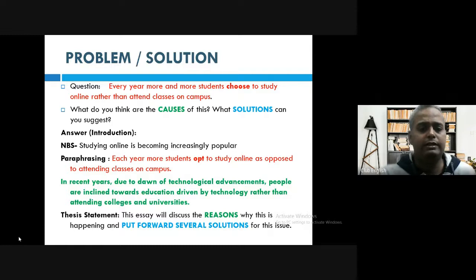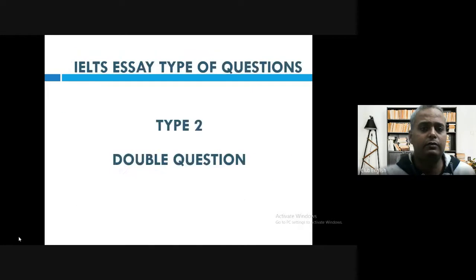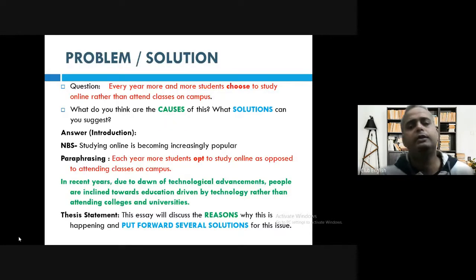Okay, why this is happening and put forward several solutions for the issue. So this is how you'll be doing this problem solution question. It is only three things which are important: that is neutral background statement, paraphrasing, and thesis statement.